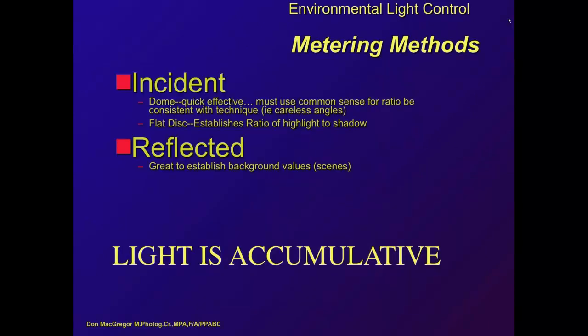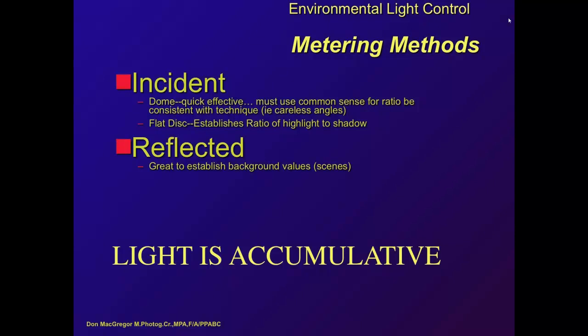There's two distinctly different ways to meter with a hand meter. One is incident, one is reflective. Your digital cameras are essentially a reflected meter reading. They're taking the meter reading off of that mirror or off of the chip environment within the camera body. It is a reflected metering method. Incident is what we use on the hand meters 90% of the time.